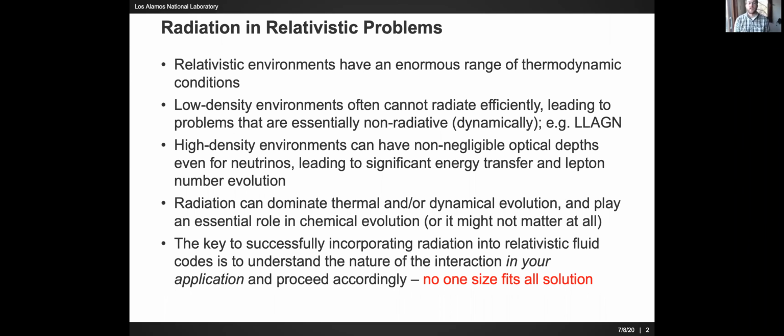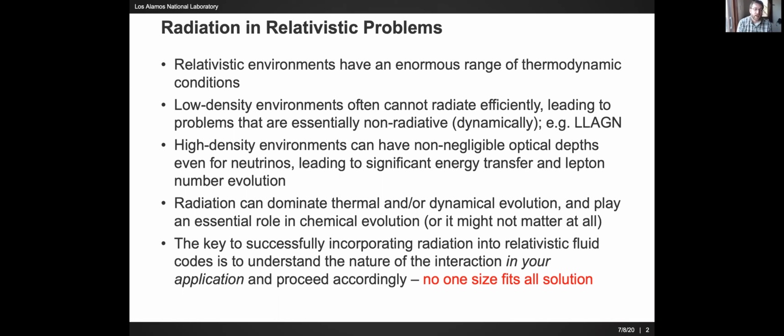I wanted to spend a second giving a little bit of context here. This slide is meant to convey the message that radiation can play a lot of different kinds of roles in relativistic applications, and that there is no one-size-fits-all solution for incorporating radiation into your fluid codes. It depends a lot on your problem. And when I say radiation, let me be clear that I mean photons and/or neutrinos, so they're both relevant for the applications people are interested in at this meeting.